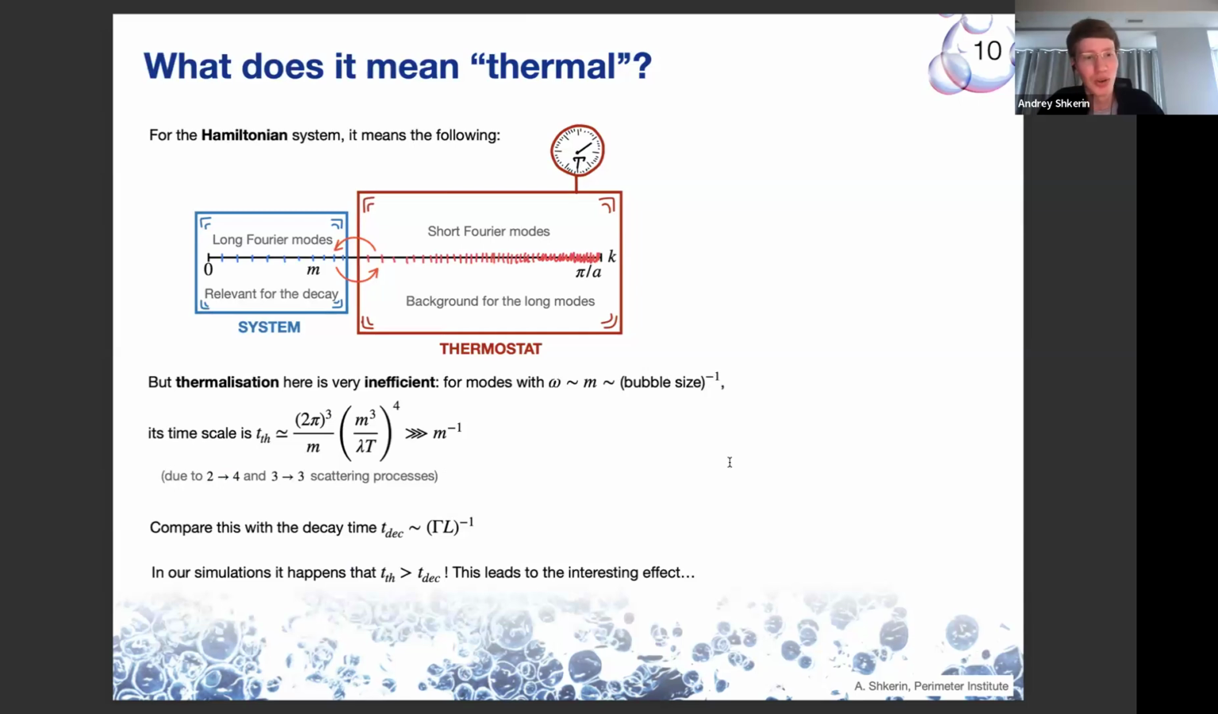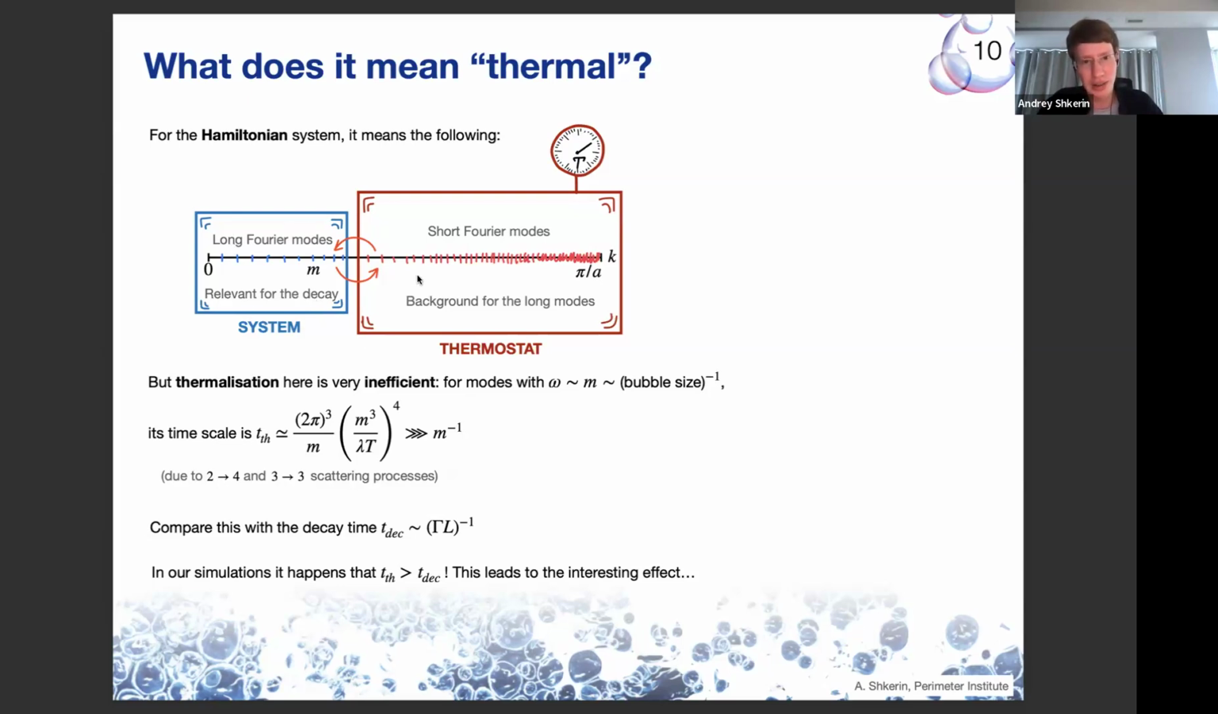And to understand what happens, let's look a bit more carefully at what we mean when we say that the system evolves in thermal equilibrium. Remember that we prepare the system in thermal equilibrium, but after that, we let it evolve on its own. So the system in this particular set of simulations evolves according to its own Hamiltonian dynamics. So in this case, what we really mean when we say thermal evolution is the following: in this system, we can select a certain subsystem which consists of the Fourier modes of the field which are actually relevant for the decay. And these are the long modes, the modes with wavelengths of the order of the inverse mass of the field, because that is the size of the critical bubble. So the dynamics of these modes is important. That is what determines the decay.